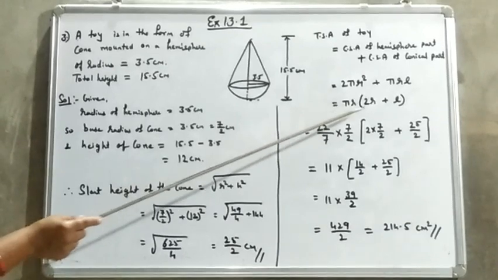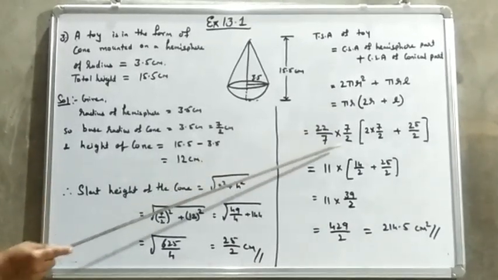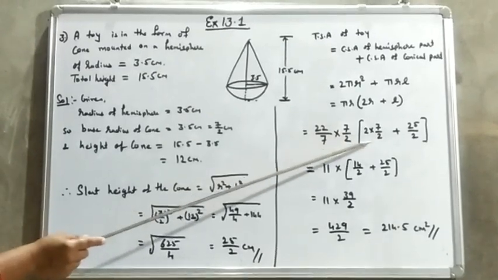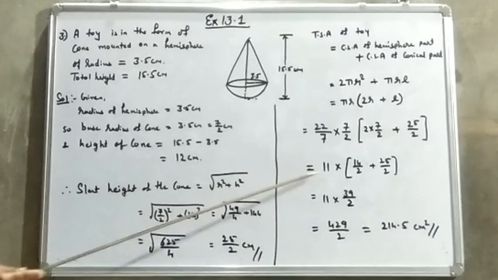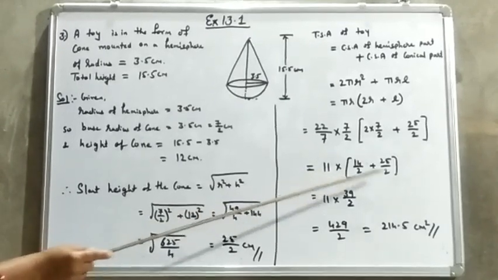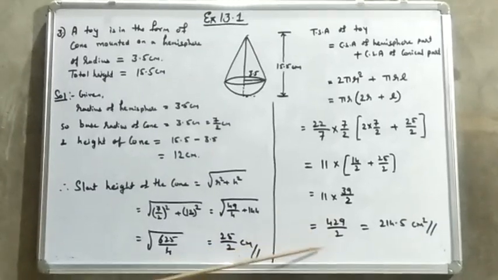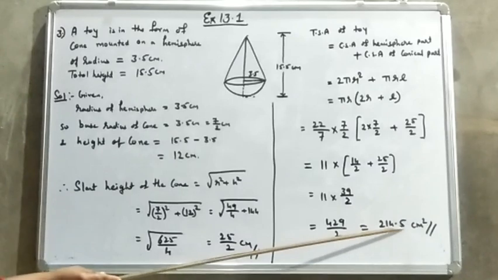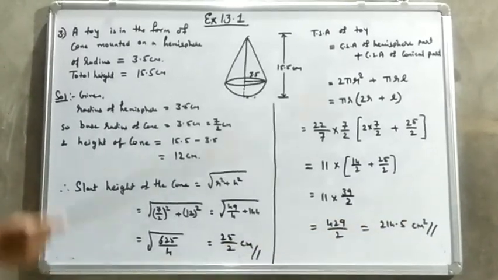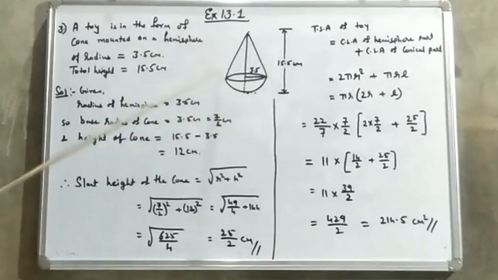Substitute the values of r and l in the given formula. 22 upon 7 into 7 upon 2, bracket 2 into 7 upon 2 plus 25 upon 2. Here 11 bracket 14 upon 2 plus 25 upon 2. Solving it, I got 429 upon 2. Converting into decimal, 214.5 centimeter square is the total surface area of the given toy.